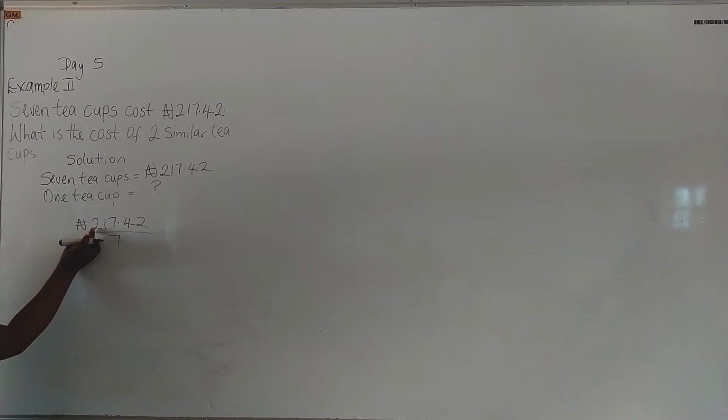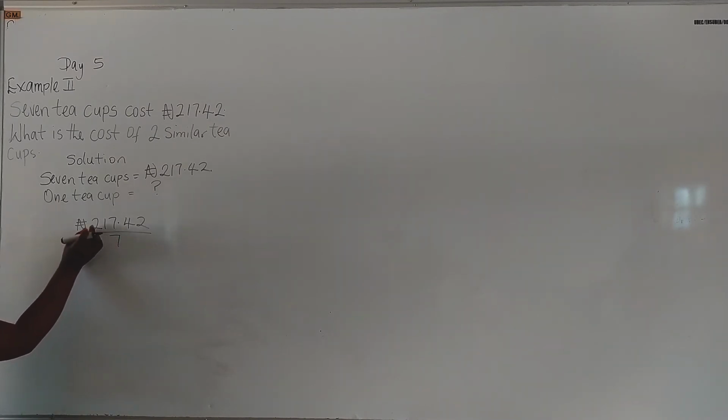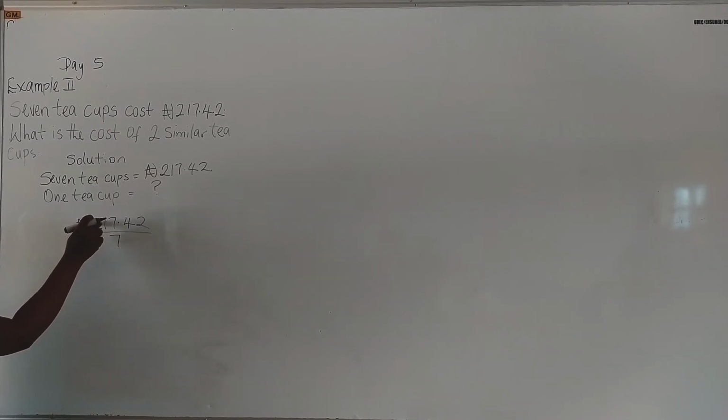7 cannot divide 2, the first number. 7 people, you can't share 2 things to them because all of them will not get it. So 7 divide 2, no way, so join 2 of them together. 2 and 1, 21. 7 divided into 21 will give you 3. Write 3 on top of 1.